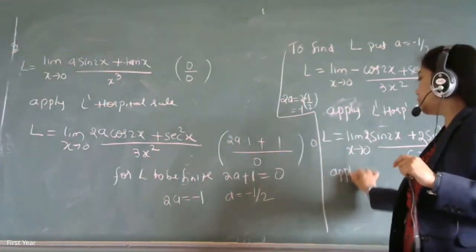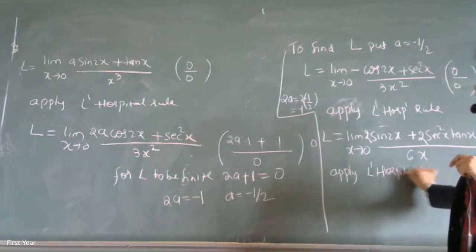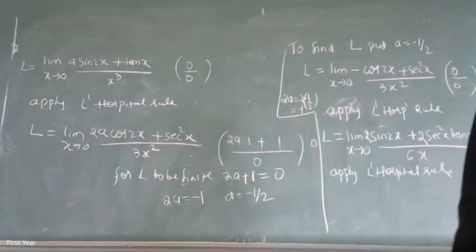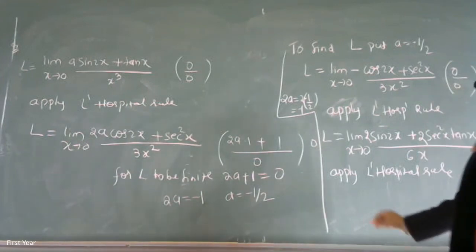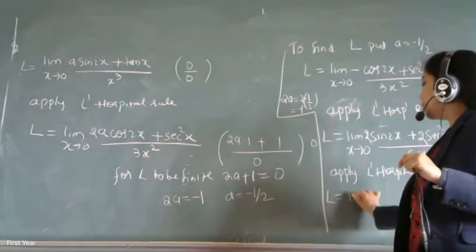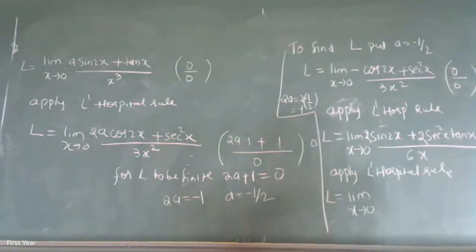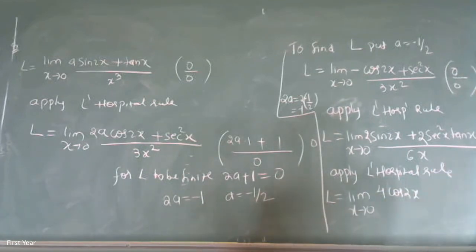If this question comes, it will come for 6 marks. Apply L'Hospital. In your MCQ, only finding a was the question. So you have to stop there. a is equal to minus half. But if it comes in your theory, you have to find the value of L also. So what will be the answer now? L is equal to limit as x tends to 0. 2 sin 2x, derivative is 4 cos of 2x.